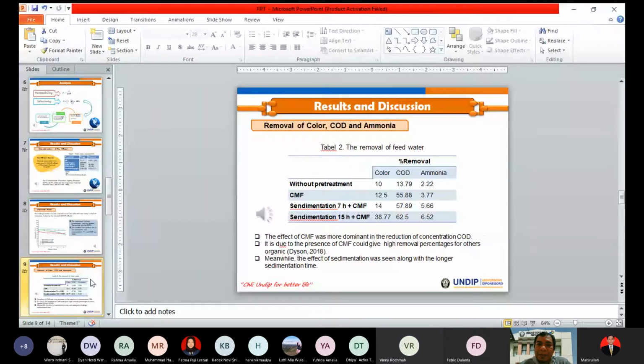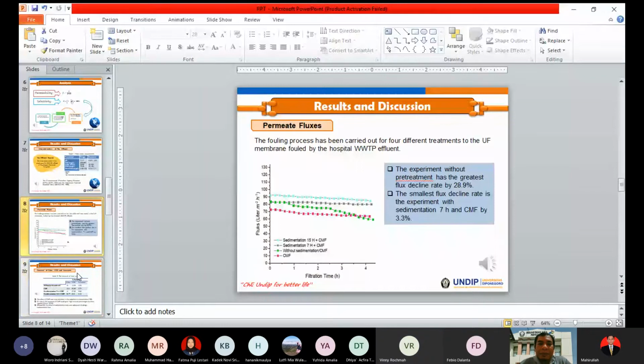Maybe Mahir, you can check back on the graph before this one. No, this one. You can see with sedimentation at 15 hours, the flux is higher than at 7 hours.